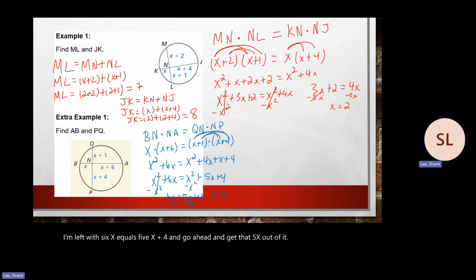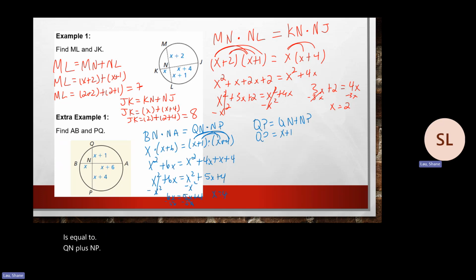For the fun part, go ahead and find your values of those chords. We know QP is equal to QN plus NP. So QP equals x plus 1 plus x plus 4. So QP is going to be equal to 4 plus 1 plus 4 plus 4. 4 plus 1 is 5, 4 plus 4 is 8. You get 13 as a result.